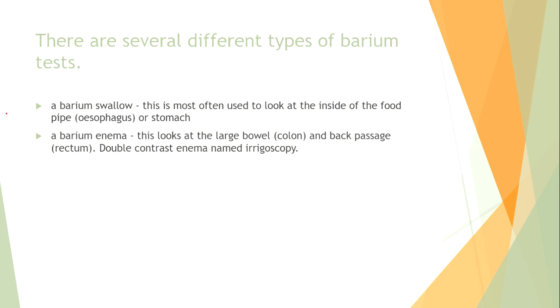I write here food pipe, like the example, because you cannot say to the patient esophagus, because most patients don't know what it means. You must say it in some words that the patient can understand. You can say this is the tube which connects your mouth to your stomach, so the patient can understand what you're saying.